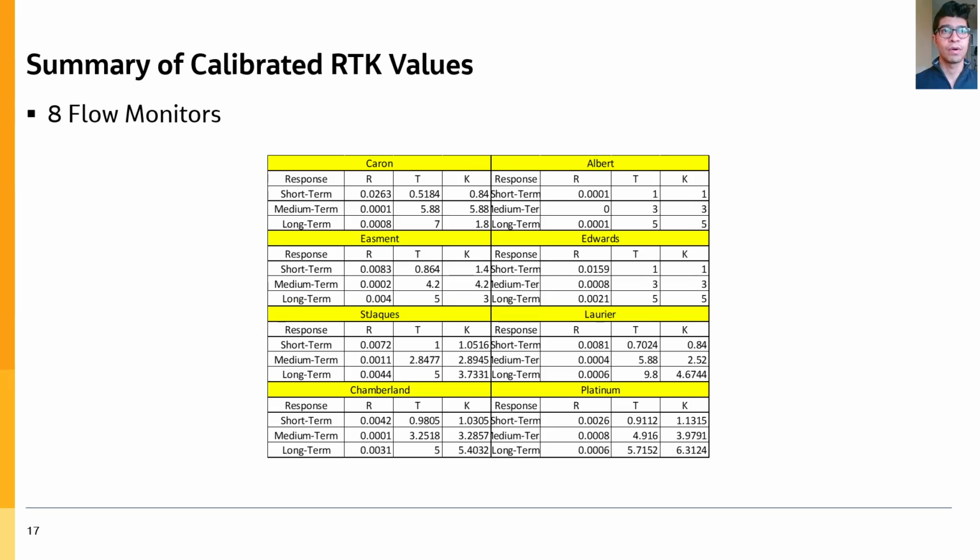Different values are tested through trial and error to get the best results. So you can see in some of the sewer sheds or flow monitoring areas like Caron or Easement or Saint Jacques Street or Chamberlain, there are different R values, T values, and K values for short term, medium term, and long term. So these are basically the optimized values for RTK.